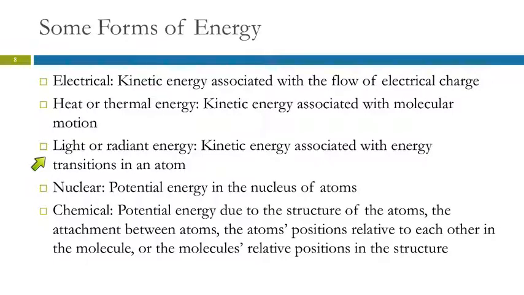The sun gives us energy on our planet, right? That's light energy or radiant energy. And this is also kinetic energy, and that's associated with energy transitions in an atom. Nuclear energy is a form of potential energy, and that's coming from the nucleus of the atom. We'll talk about that later as well. And chemical energy, potential energy due to the structure of the atoms, the attachment between the atoms, their relative positions to each other, all of that kind of stuff.